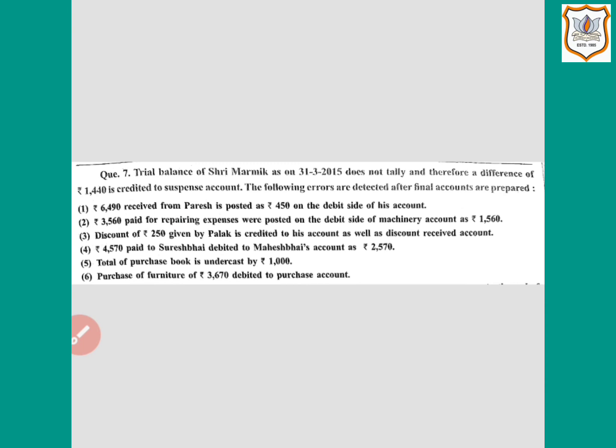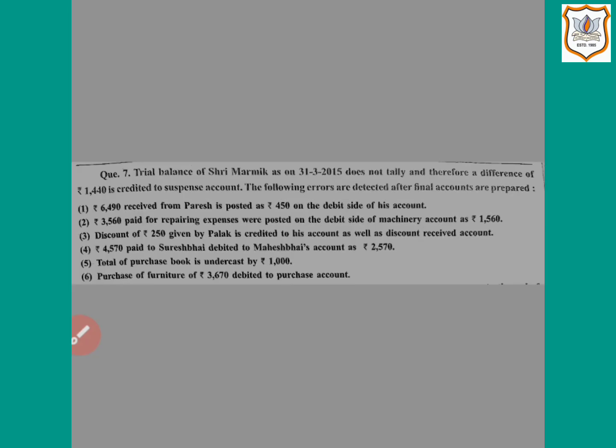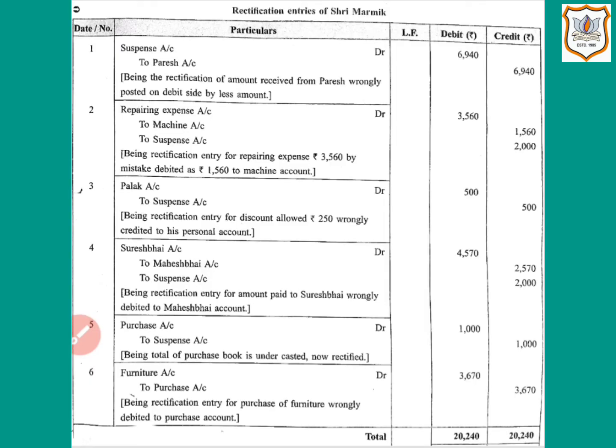Fourth one, rupees 4,570 paid to Suresh Bhai debited to Mahesh Bhai's account as rupees 2,570. So let us see the rectification entry for this. Here again there is an error of recording in a wrong account, and that too with a wrong amount. So let us understand how this mistake will be rectified.